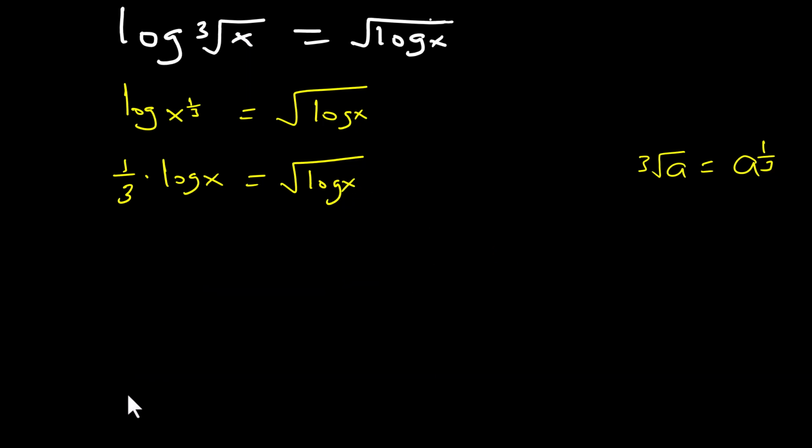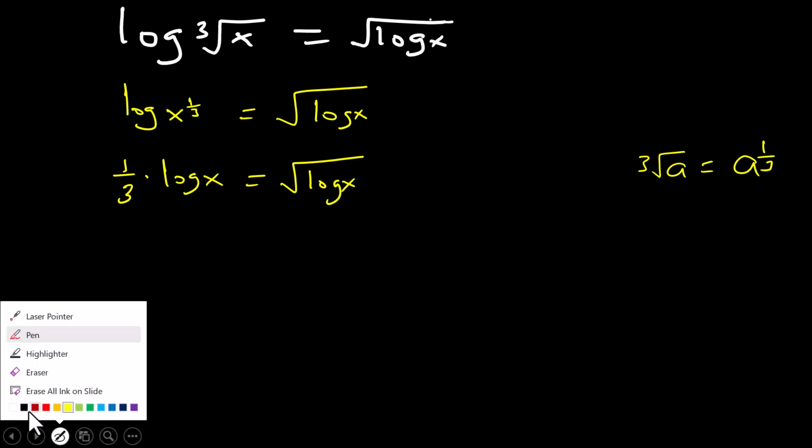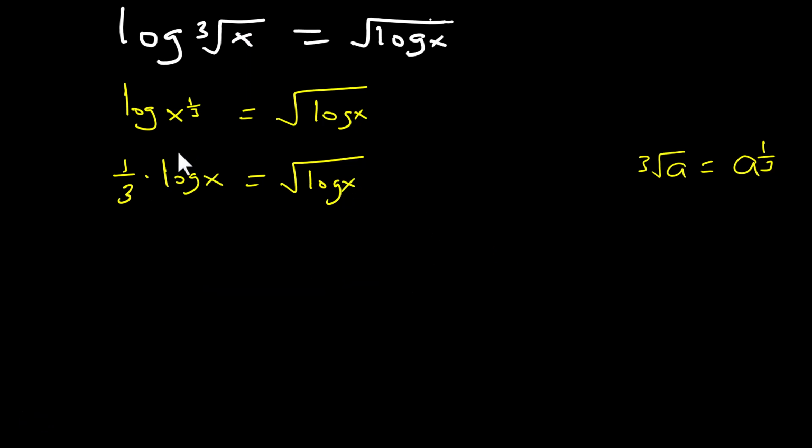Now we have something in common. What do you see here? We have log x and log x. So let log x be, let's say, y. So going back, 1 over 3 times y equals the square root of y.